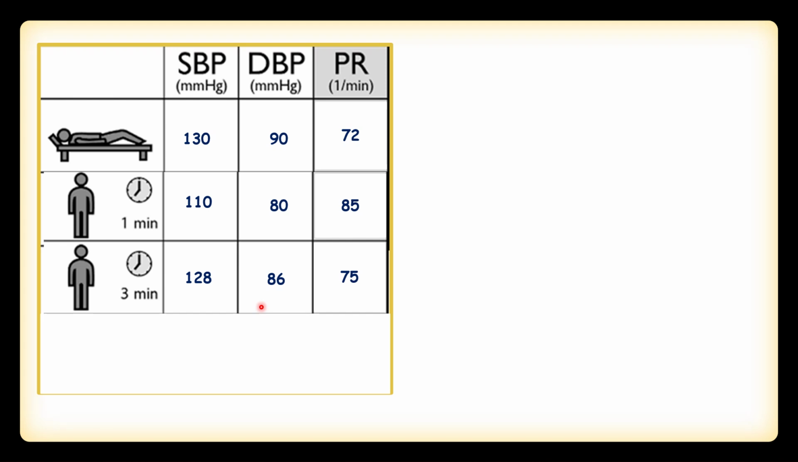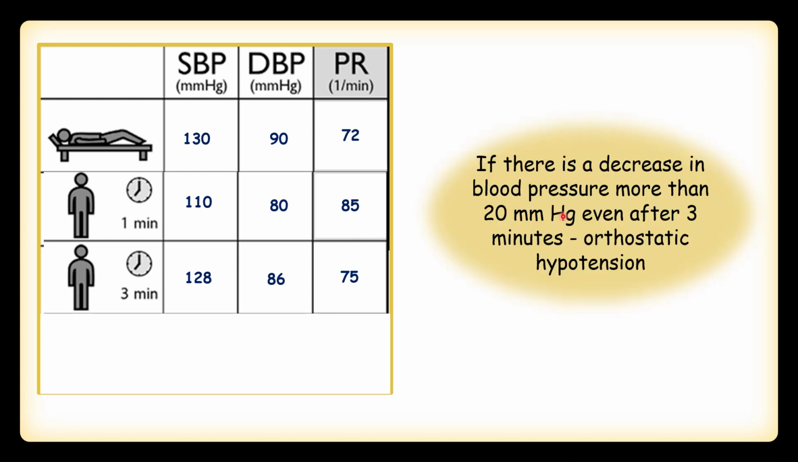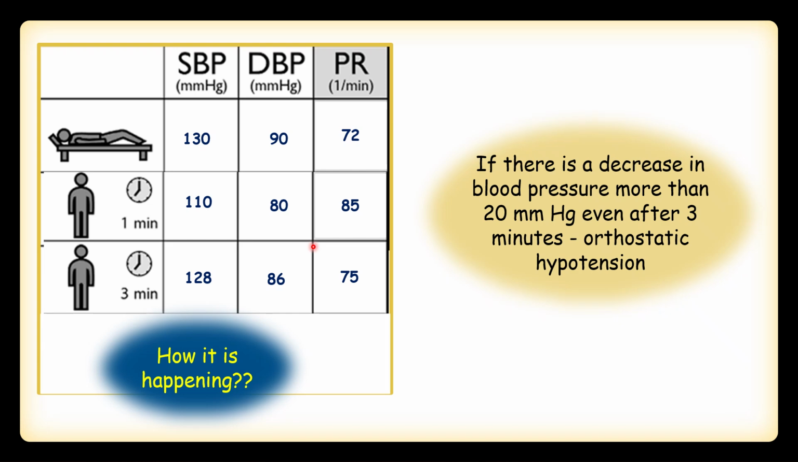So we are going to see how this is happening and what is responsible for these changes. If there is a decrease in blood pressure of more than 20 millimeters of mercury even after 3 minutes, we call the condition orthostatic hypotension. What orthostatic hypotension is, what the reason for it is, and how it all happens, we are going to see in the next slides.